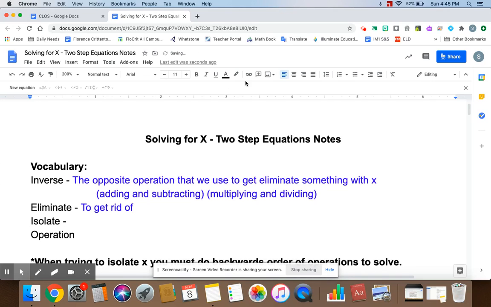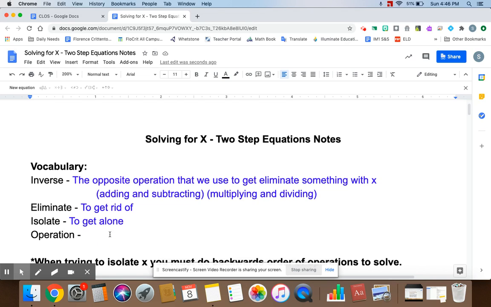What does the word isolate mean? Isolate is the big word for to get alone. So if you have to isolate something, you have to get it all alone. And so when we're solving for x, another way to say it is that we're isolating x. So we use inverses to get rid of things, to eliminate things with x, so that we can isolate it and get it alone.